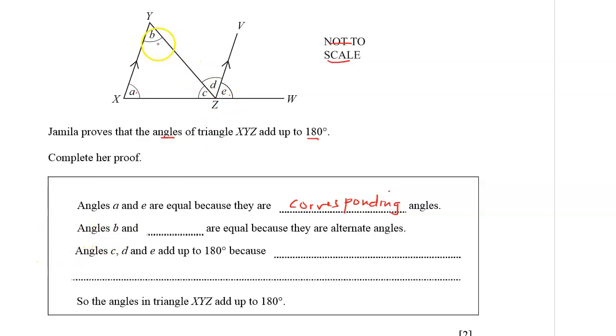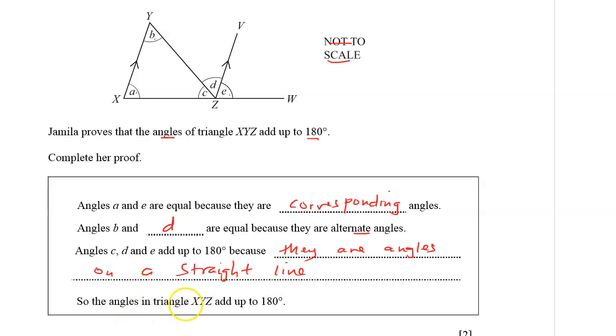Angle B, this one, is equal to angle D because they are alternate angles. Angles C, D, E add up to 180 because they are angles on a straight line.